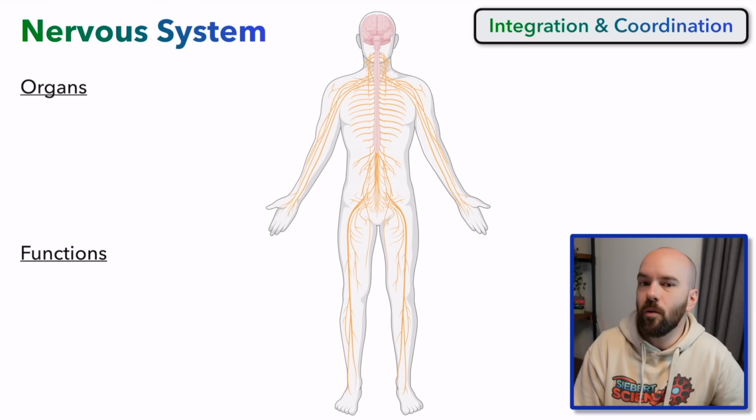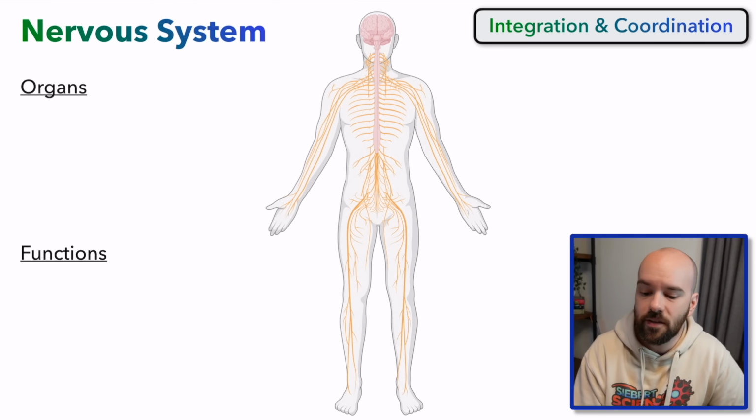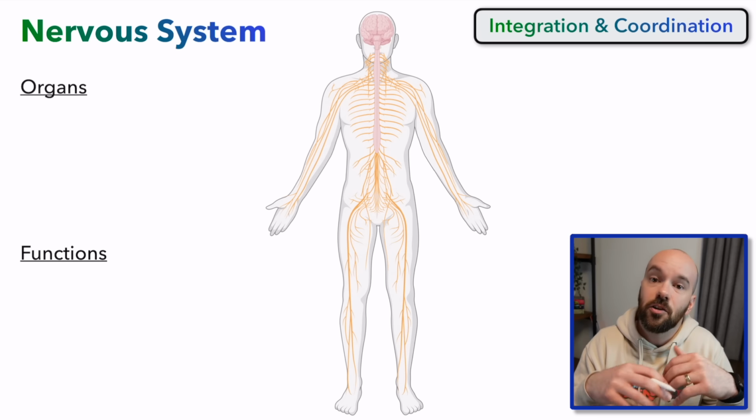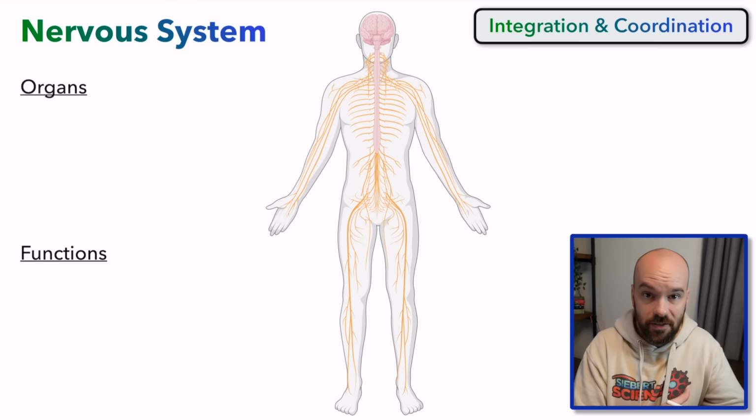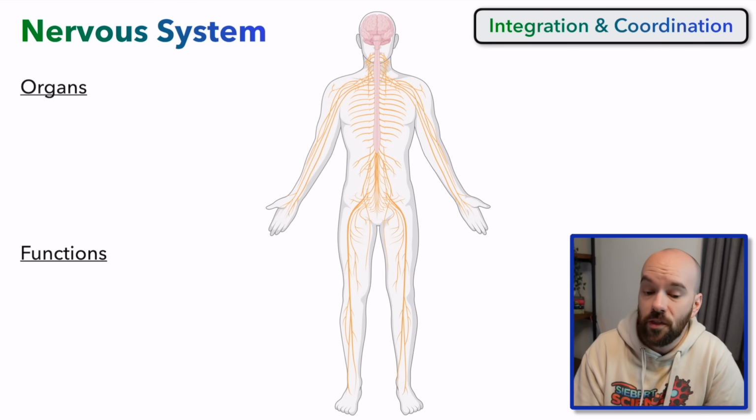We've also moved from those support and movement systems, and now we're moving into systems that are dealing with integration and coordination. In other words, these are going to be the systems that are controlling the other systems of the body. And so this would be the nervous system and the endocrine system. First, we'll start with the nervous system.